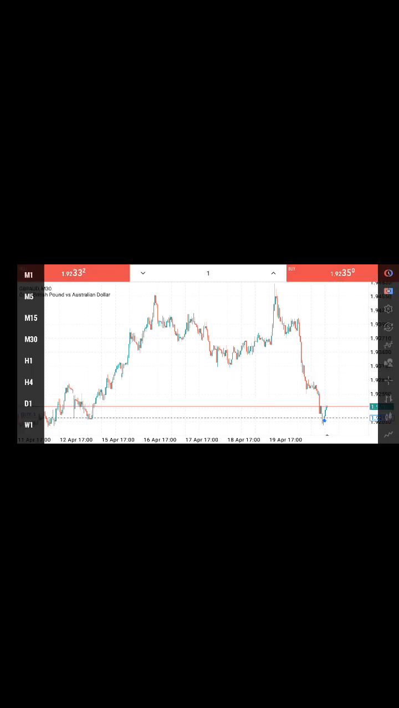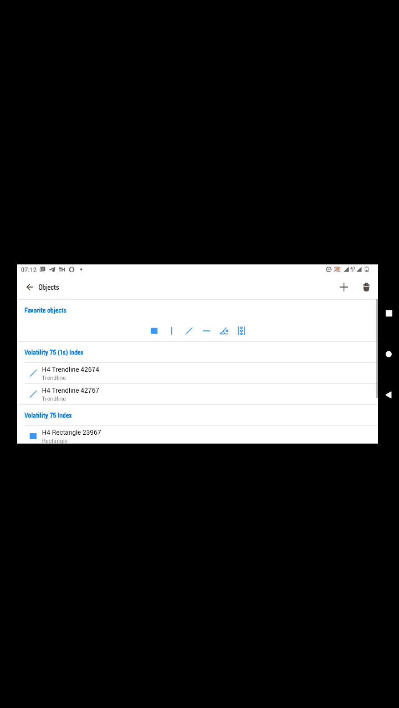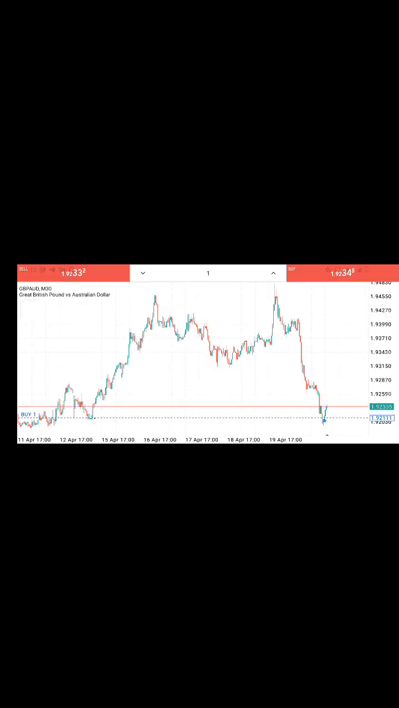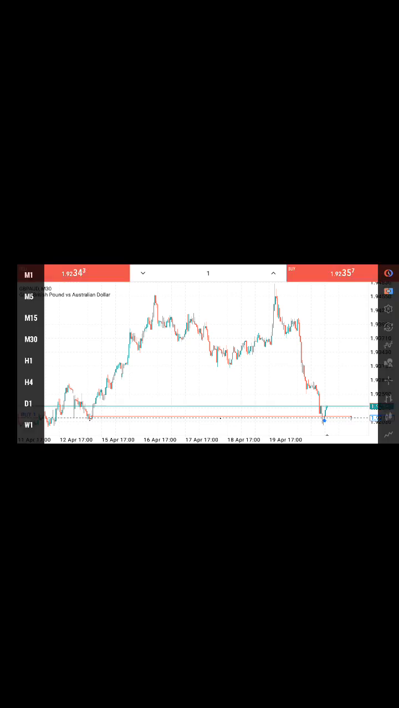So let's see. I marked this small candlestick. I marked the entire candlestick like this. Then here, mark the entire candlestick like this. So in the future, I knew the market will come back and fill the gap. There's a fair value gap.